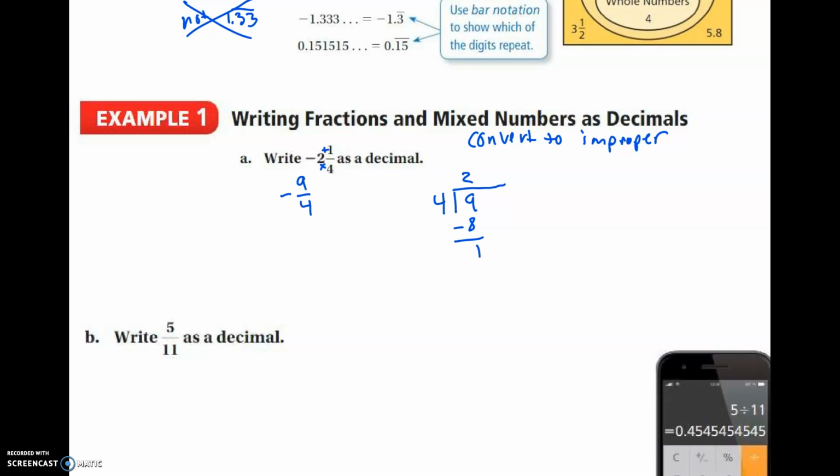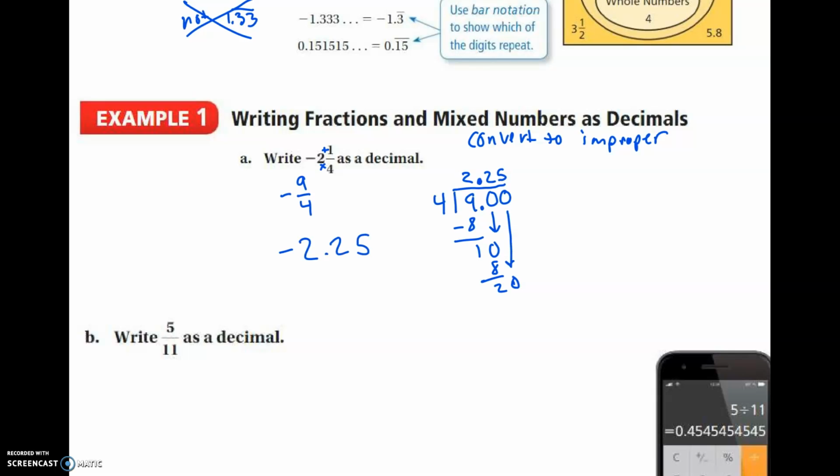Now what do we do next? Don't forget that decimal that's right here needs to come up. That's going to be a big mistake that people make. And then there's that placeholder 0 that's going to come down. 4 goes into 10 2 times with a remainder of 2. Once again, need a placeholder 0. And luckily, 4 goes into 20 an even number of times, 5. So our answer is negative 2.25.